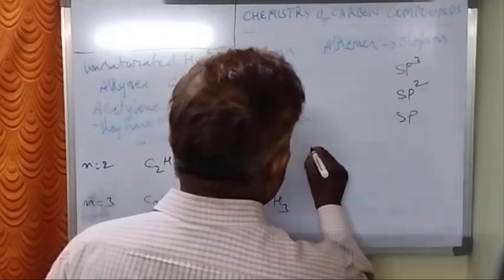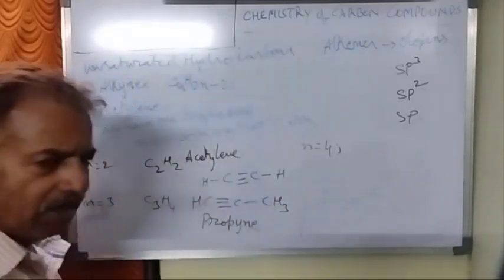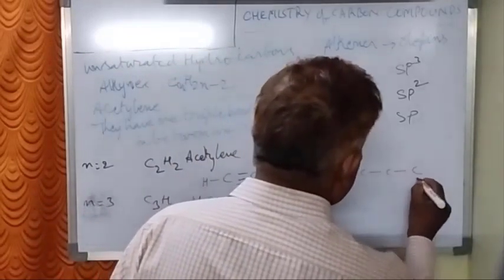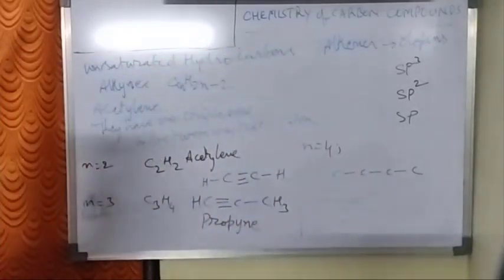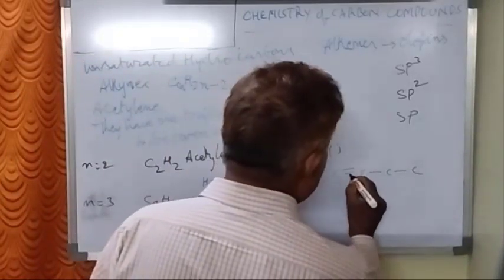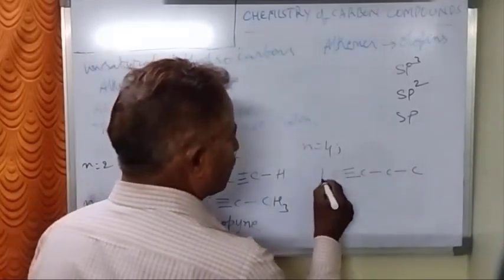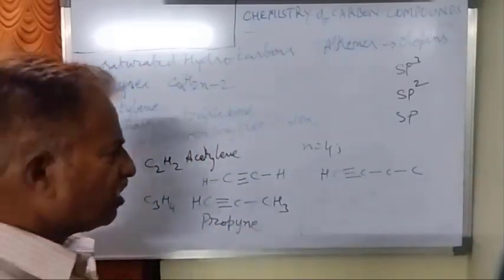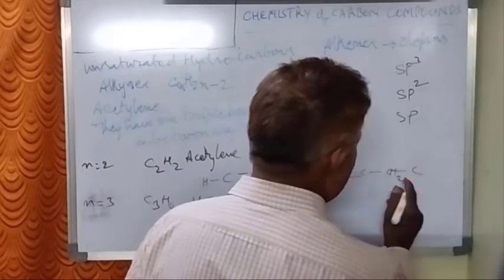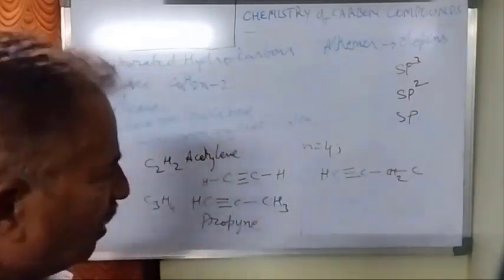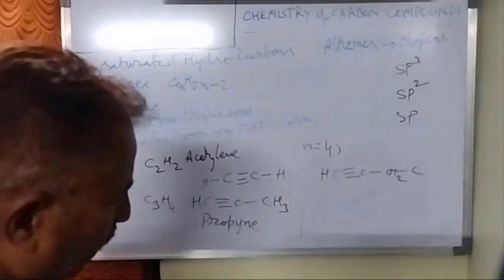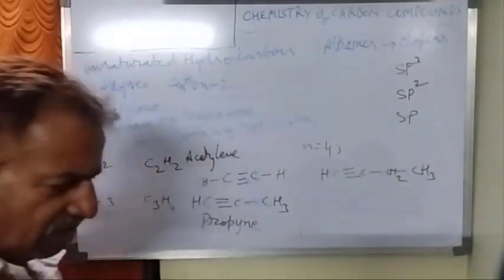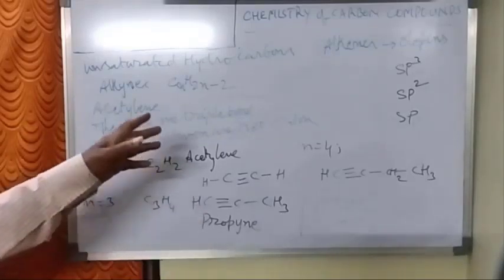Now let us take n equal to 4. Keep 4 carbon atoms one after the other. Between any 2 carbon atoms, you put a triple bond. So this carbon has only one hydrogen. The second carbon does not have any hydrogens, whereas this carbon has 2 hydrogens because already 2 bonds are there. The remaining 2 are satisfied with hydrogen atoms. And the end carbon has 3 hydrogen atoms. So these are alkynes.